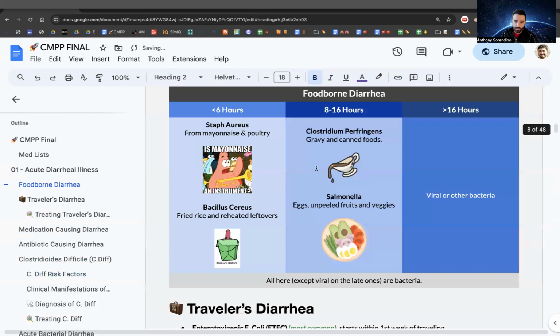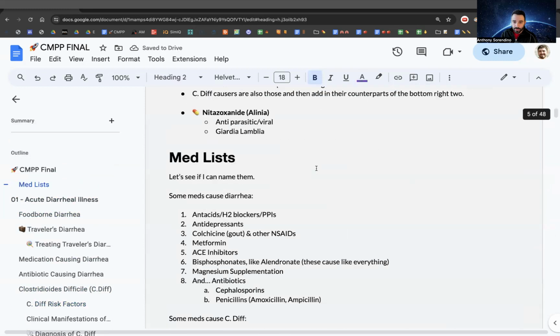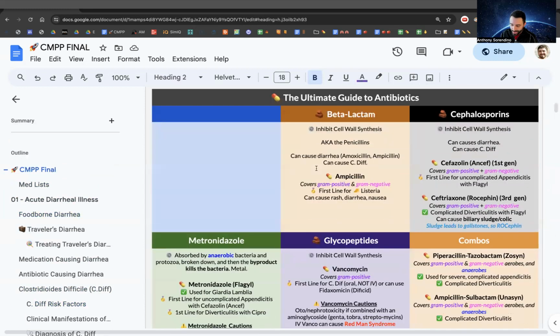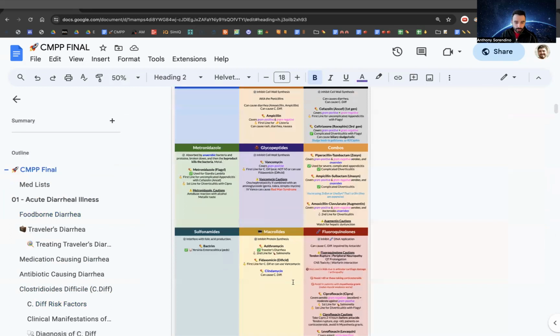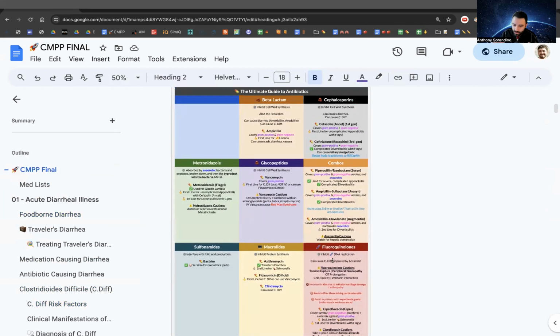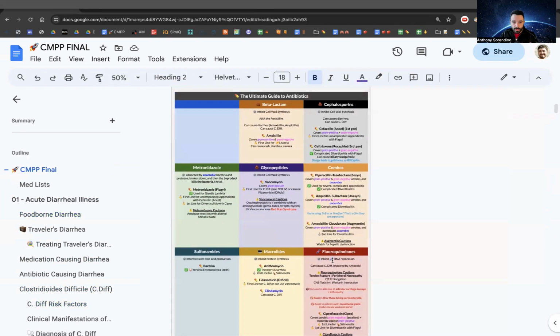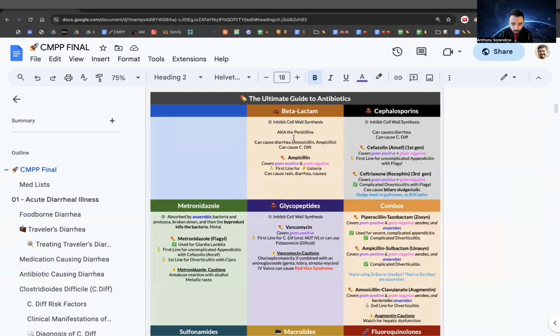The way you can think about this, I use these matrices and they just work so well because you can use spatial memory. The diarrhea causers are the 2 on the upper right. The C. diff causers are those as well, and the 2 on the bottom right. So macrolides, specifically clindamycin, the fluoroquinolones, the cephalosporins, and beta-lactam. So that's just the spatial memory of that sticks, and you'll never forget that.